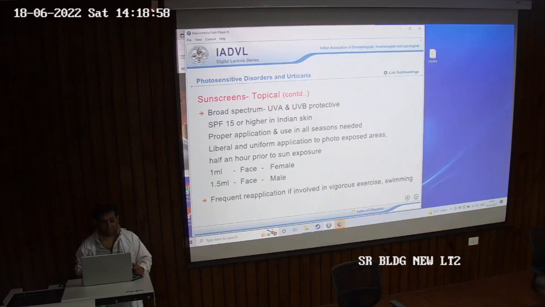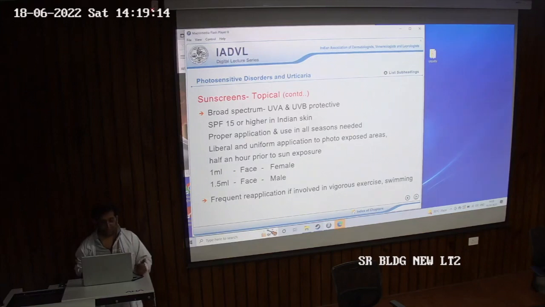Then broad spectrum sunscreens include UVA and UVB protective. These are SPF 15 or higher in Indian skin. SPF is sun protective factor. Proper application and use in all seasons is needed.